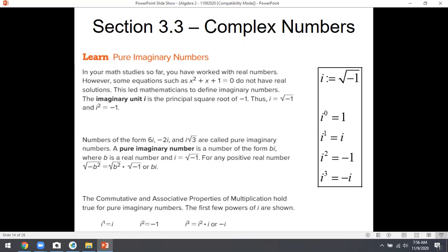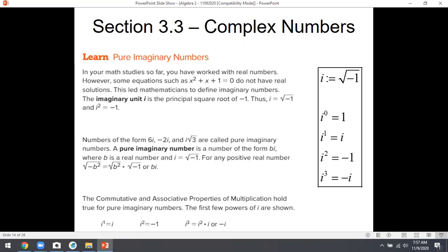Anything to the 0 power is 1, including i. So i to the 0 is 1. i to the first is i. Now this third one down here, you probably want to put a star by that because you're going to use that one a lot. The one that says i squared. i squared equals -1. And that should make sense.